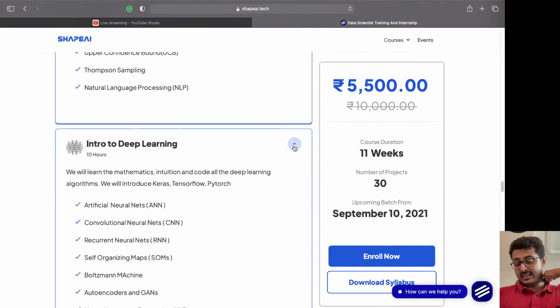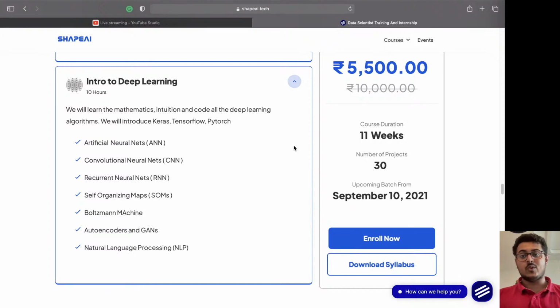Next is deep learning. So deep learning, I don't need to explain to you how important it is, because it's extremely important for anyone who is planning to go into data analysis, because it's the next gen thing. So artificial neural networks, convolutional neural networks, recurrent neural networks, self-organizing maps, Boltzmann machine, autoencoders and GANs, NLP, natural language processing. So all these different deep learning algorithms and how to implement them using a project as an example, that is what you need to do.